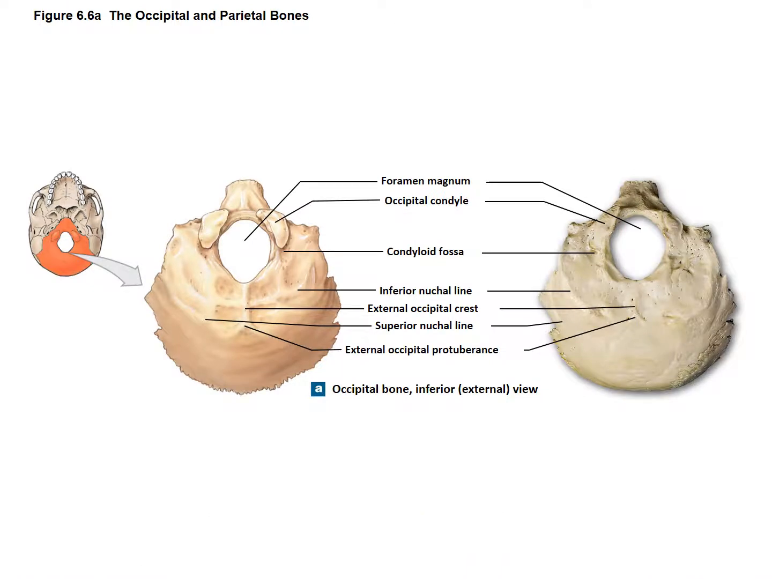Some of the landmarks to know on the occipital bone are the foramen magnum. It is a large, very obvious opening, and this is the passage for the spinal cord. Next to the foramen magnum are going to be the occipital condyles. This is where the skull articulates with the first vertebra, C1, called the atlas of the vertebral column. Moving back, we have the external occipital protuberance. It's less pronounced in females and provides a strong support and protection for the back of the skull.